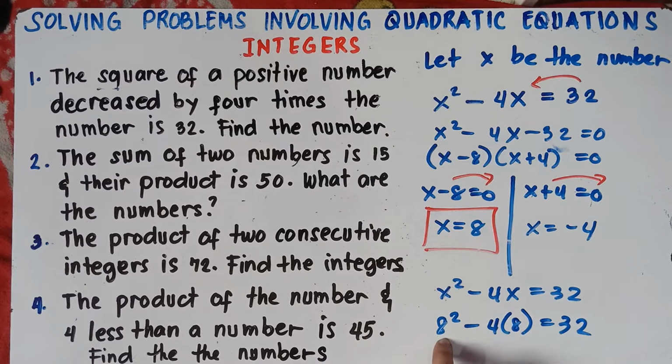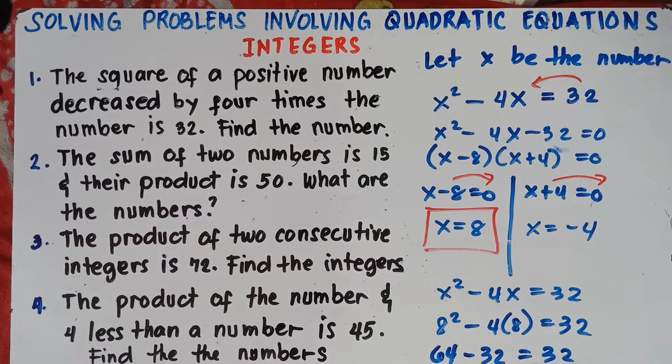So 8 squared, class, it means 8 times 8. Do not forget about this one. 8 squared doesn't mean 8 times 2, it means 8 times 8. So 8 times 8, that would be 64. Negative 4 times 8, that's negative 32, equals 32.